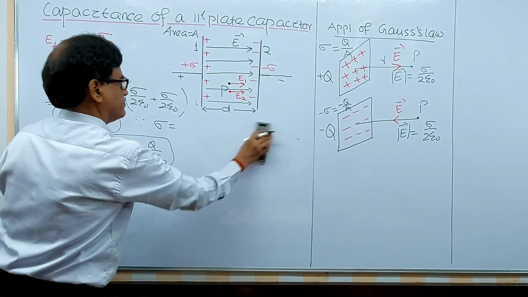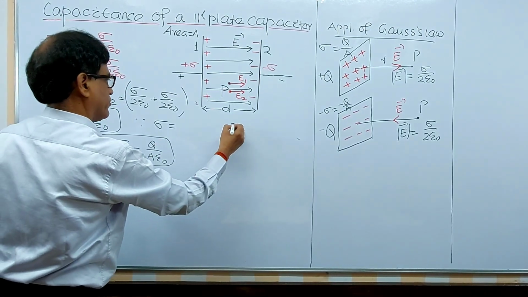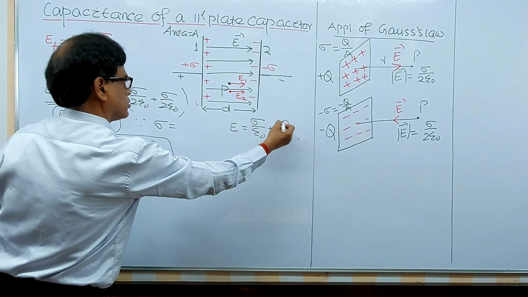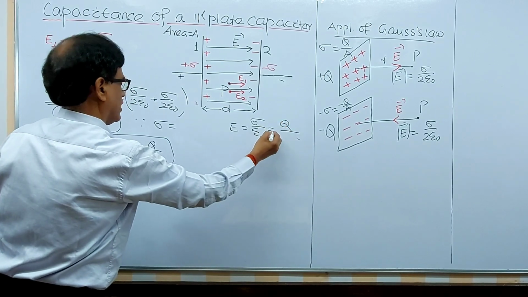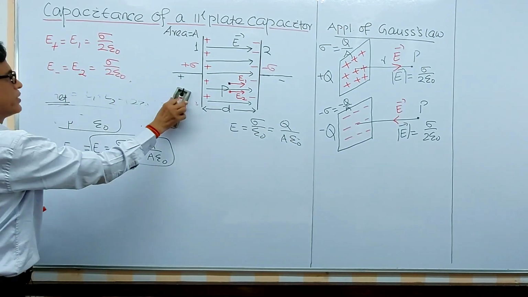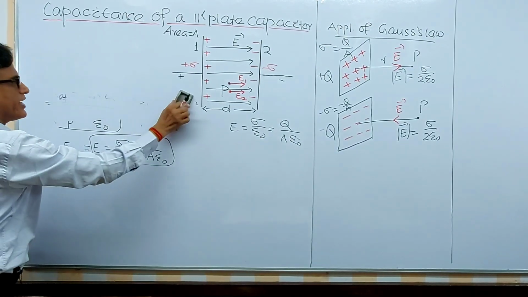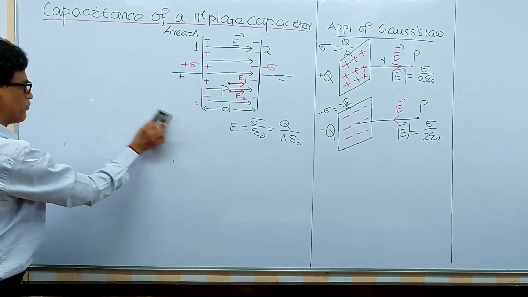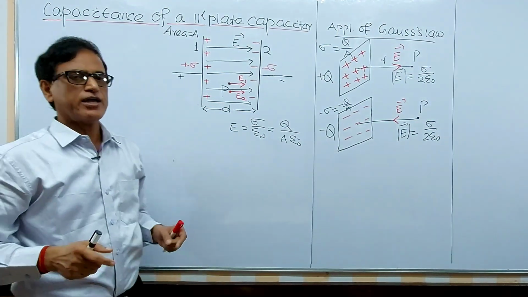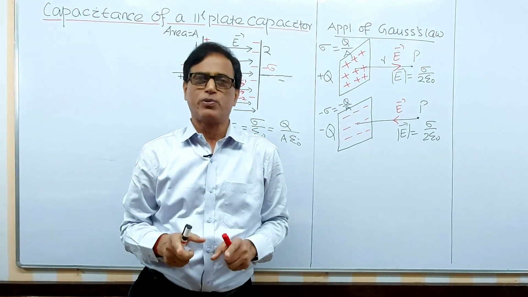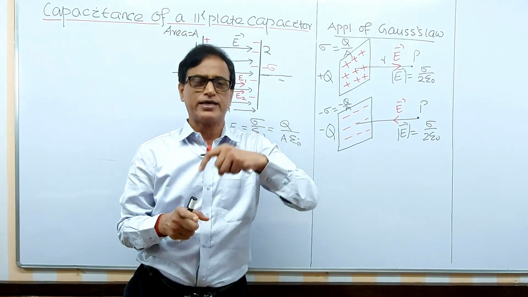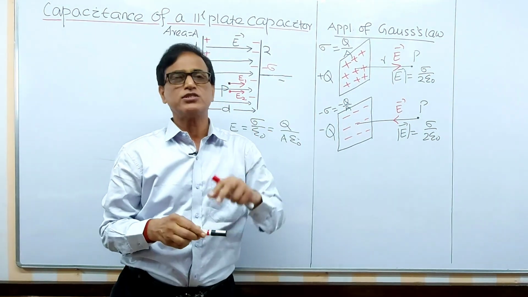Here I can write, you see, electric field equals sigma by epsilon 0 is equal to charge by A epsilon 0. Okay. Now once you are getting the electric field, and one is positively charged and one is negatively charged, there must exist a potential difference between the two plates. One is positive, one is negative, one is higher potential, one is lower potential.